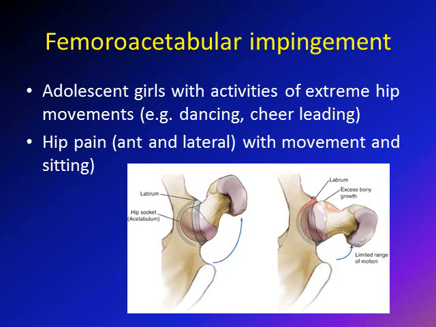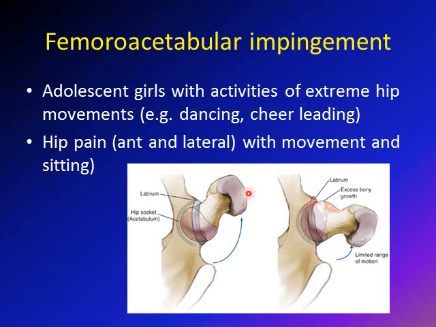So usually femoroacetabular impingement happens in girls with activities of extreme hip motion, like dancers, cheerleaders, gymnasts. And the hip pain usually will be in the anterior and the lateral side of the hip with movement and long periods of sitting.